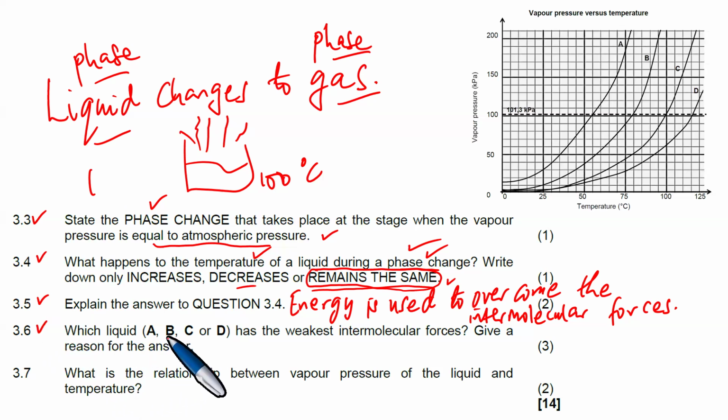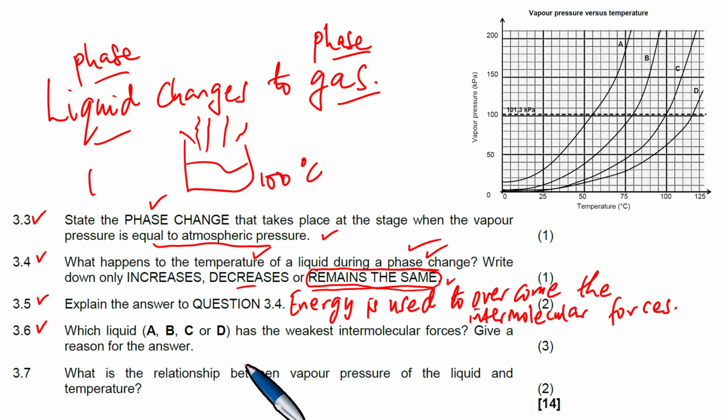Which liquid, is it A, B, C, or D, has the weakest intermolecular forces? Give a reason for your answer. Which one is the weakest one? Such that if you put a little bit of temperature, quickly, this is a gas. This begins to boil. Which one is it, A, or B, or C, or D? So the boiling is going to be seen by the notion of what we call the vapor pressure is equal to the atmospheric pressure.